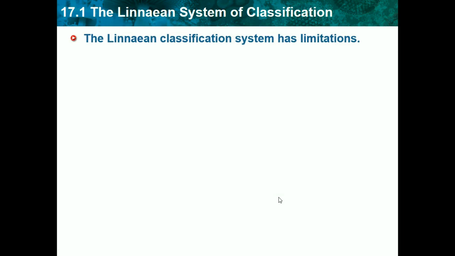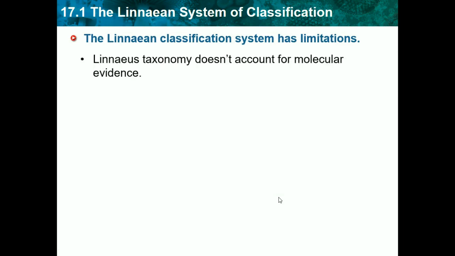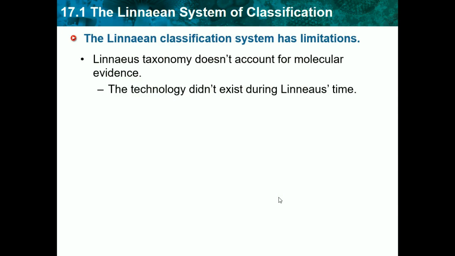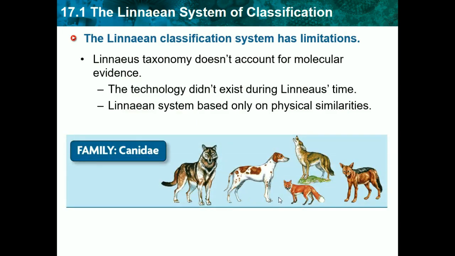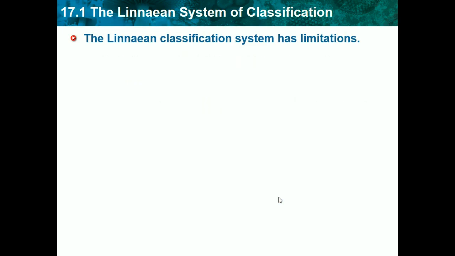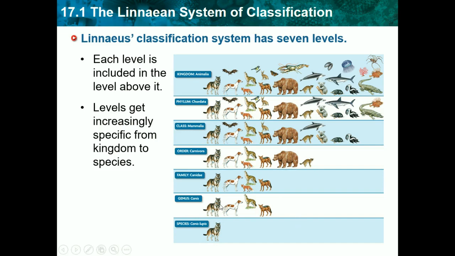The Linnaean classification system has limitations, so it's not the best. Linnaean taxonomy doesn't account for molecular evidence. The technology didn't exist during his time, and the Linnaean system is based only on physical similarities, which have to do with how the animal is built and what characteristics it has. Based on characteristics, we place organisms in specific categories in the 7 levels.